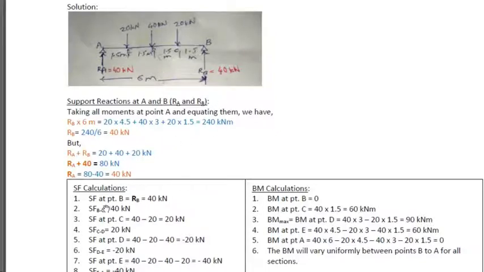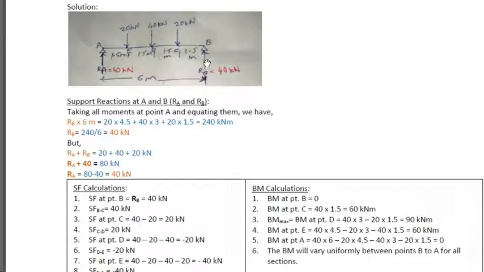Now we start doing the shear force calculations. So we start at point B. We look at points and then look at sections. We have named the ends of the beam as A and B, and in between these points are C, D and E. So SF at point B is 40 kilonewtons because of this reaction RB, and this is in the upward direction, so SF is positive 40 kilonewton.